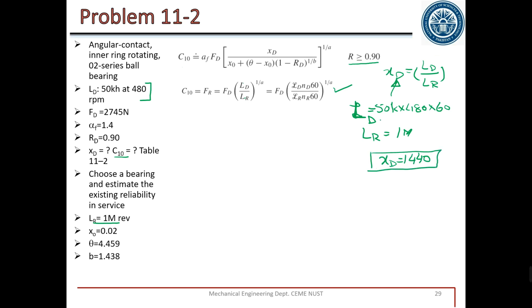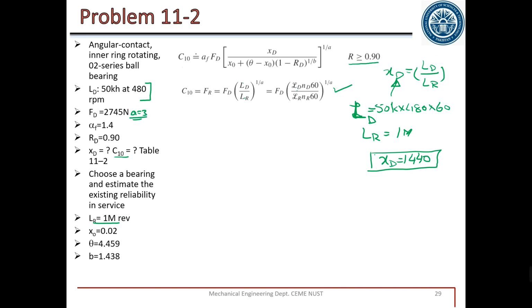So once you have the value of LD, and also for angular contact bearing, if you go to the table, the value of A is given, it is 3 or 1 by 3, let me check. So yes, for ball bearing, because in the question it is a ball bearing, the value of A is 3.